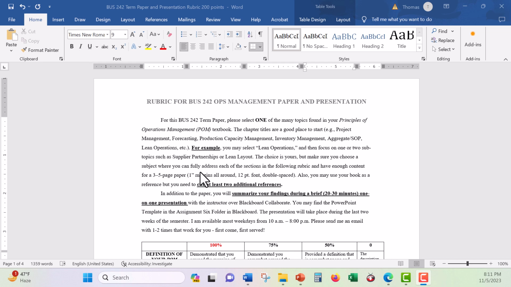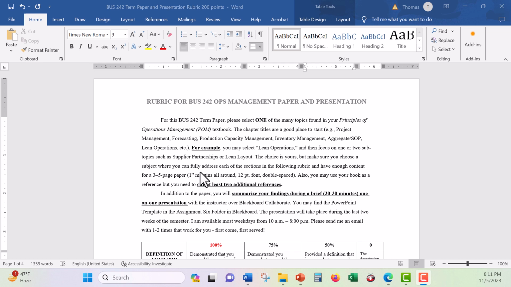In addition to the paper, you will summarize your findings during a brief 20 to 30 minute one-on-one presentation with me over Blackboard Collaborate. You may find the PowerPoint template in the assignment set 6 folder, as I said, as well as this rubric. The presentation will take place during the last 2 weeks of the semester. I am available most weekends from 10 a.m. to 8 p.m. Please send me an email with 1 or 2 times that work for you.